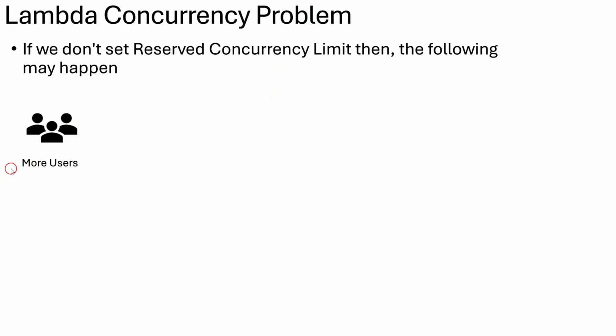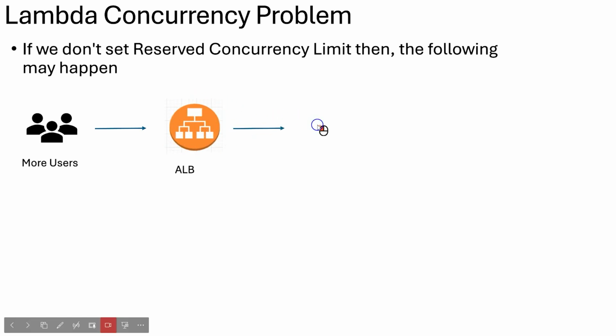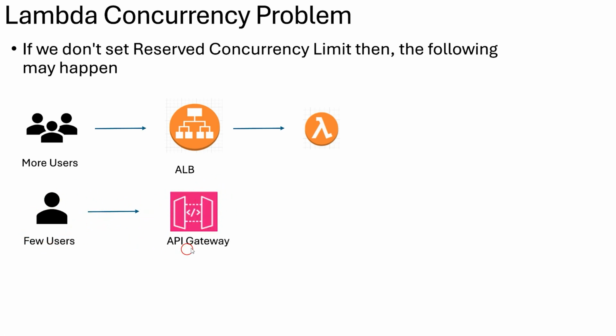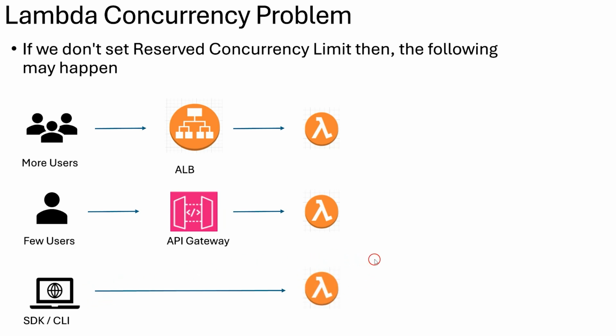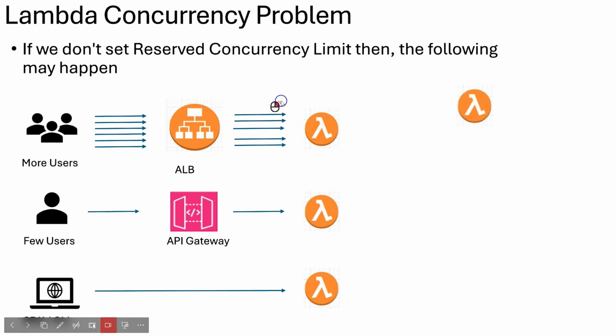We have a few users here making requests to the application load balancer, and the application load balancer is invoking the Lambda instance. This is a single invocation. After that, we have a few users invoking the API gateway, through which it is invoking a Lambda instance. So this is one invocation. And finally, the developers who are using the SDK or CLI are directly invoking the Lambda. Now if the first one has more users, and they start using it, for example, they hit 10 requests, the application load balancer hits Lambda for 10 invocations.